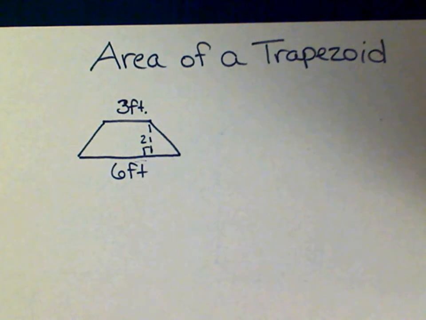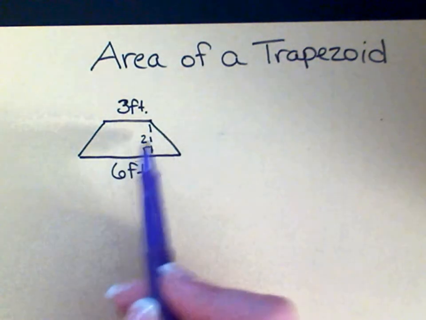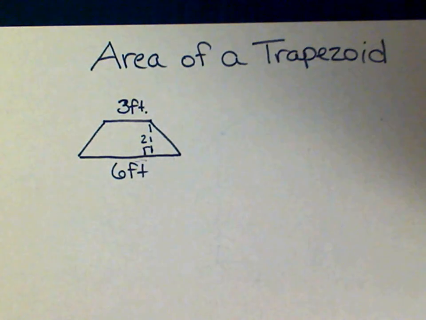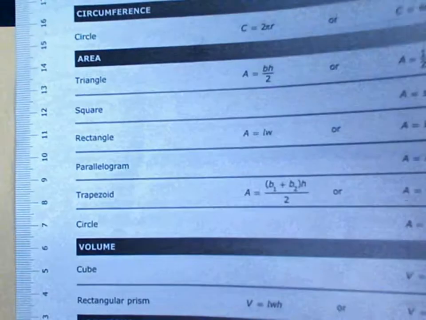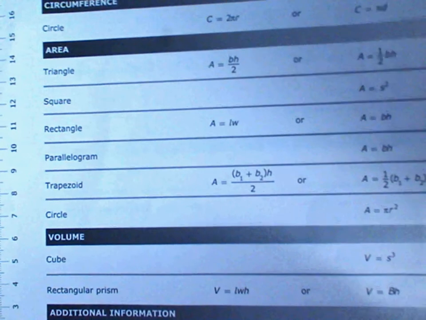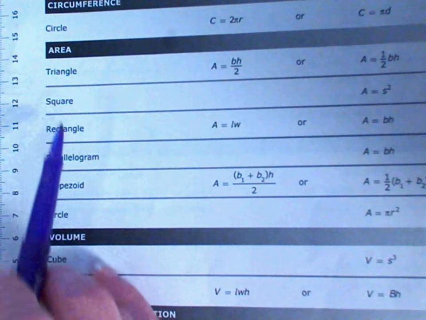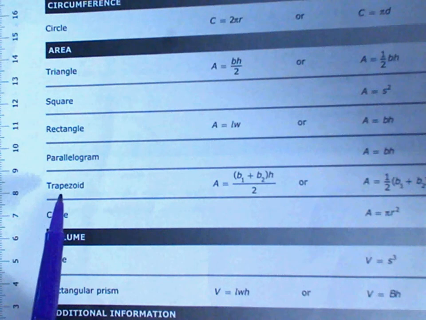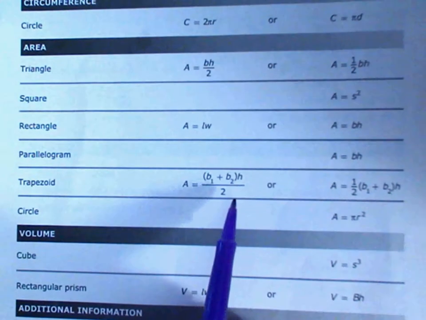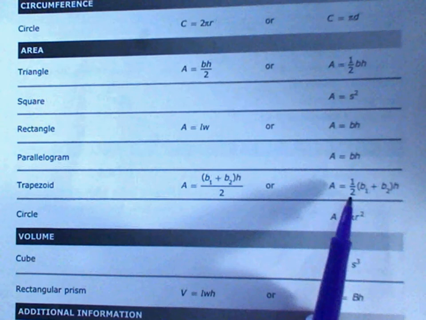When we're trying to find the area of a trapezoid, again, area means we're trying to find how much space is on the inside. We come back to our star reference guide. Again, we have that whole section of area that goes through all these different shapes. This shape I've identified as a trapezoid. So I look over, and trapezoid has two different formulas.